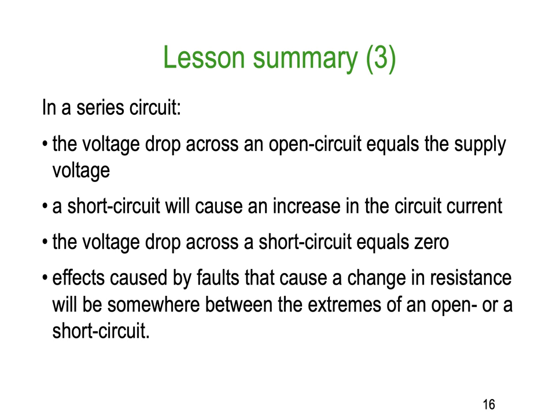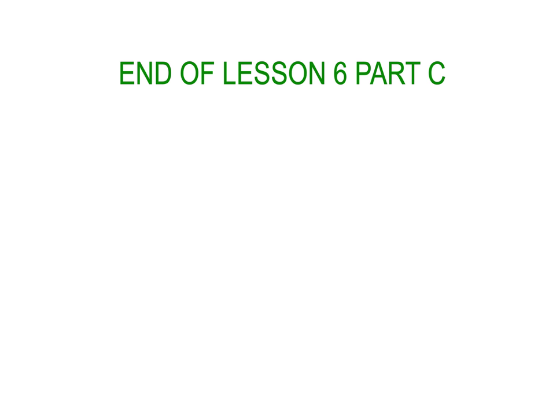Effects that cause faults can cause just a change in resistance. As I mentioned, in the little example that we used before, we've got a switch, and the switch contacts maybe were dirty or not closing properly, so you end up with a high resistance. So that's the end of our lesson 6, part C. I hope you've learnt a whole heap more about how to problem solve and power around DC series circuits.